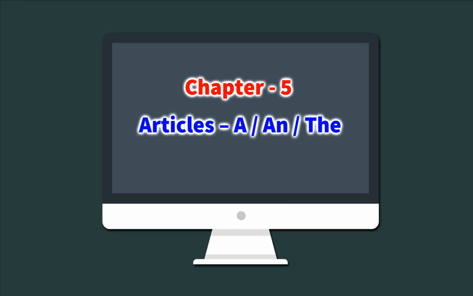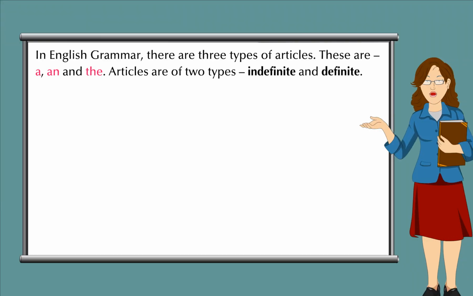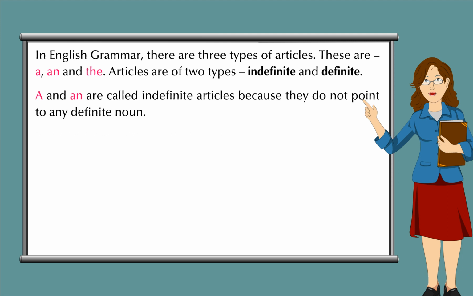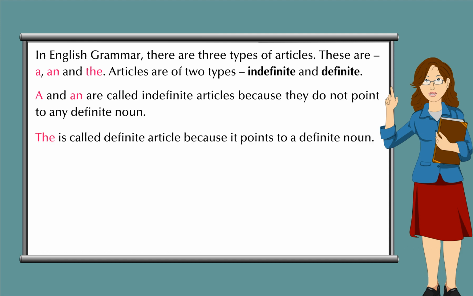Chapter 5. Articles. A, an, the. In English grammar, there are three types of articles. These are a, an, and the. Articles are of two types, indefinite and definite. A and an are called indefinite articles because they do not point to any definite noun. The is called definite article because it points to a definite noun.